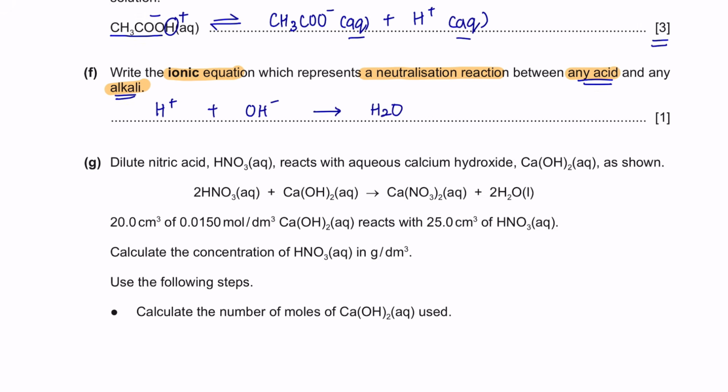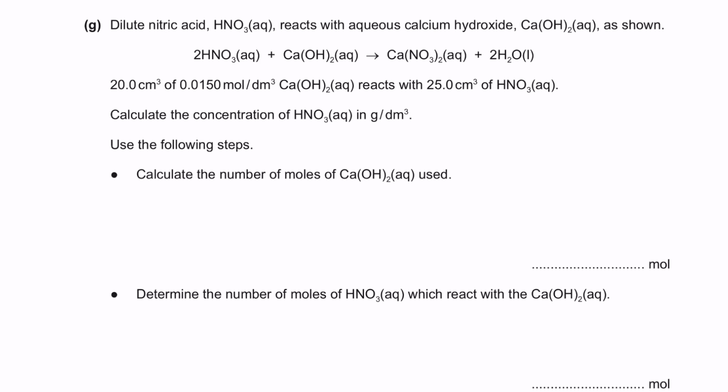giving us water. Next, question G. Dilute nitric acid reacts with aqueous calcium hydroxide as shown. 20 cm cubed of 0.15 mol per dm cubed calcium hydroxide reacts with 25 cm cubed of nitric acid. Calculate the concentration of nitric acid in grams per dm cubed and use the following steps.